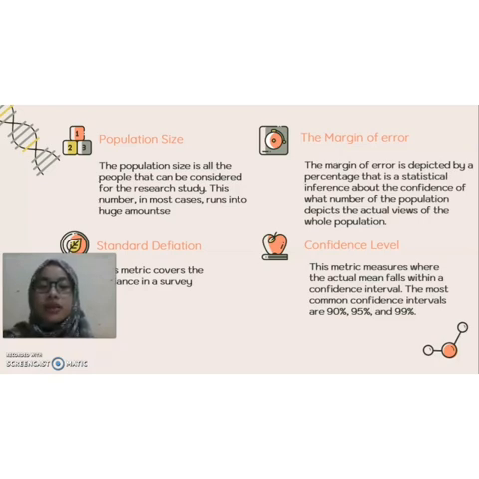Next is the margin of error. The margin of error is expressed as a percentage that is a statistical inference about the confidence of what number of the population defined the actual views of the whole population. Then the third is standard deviation. This metric covers the variance in a survey. The next is confidence level. This metric measures where the actual mean falls within a confidence interval. The most common confidence levels are 90%, 95%, and 99%.